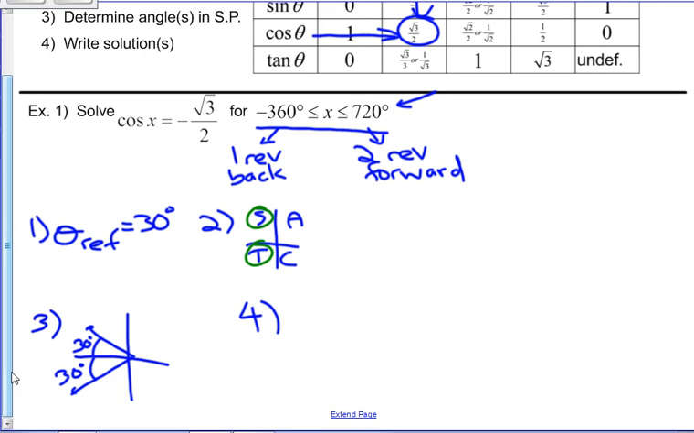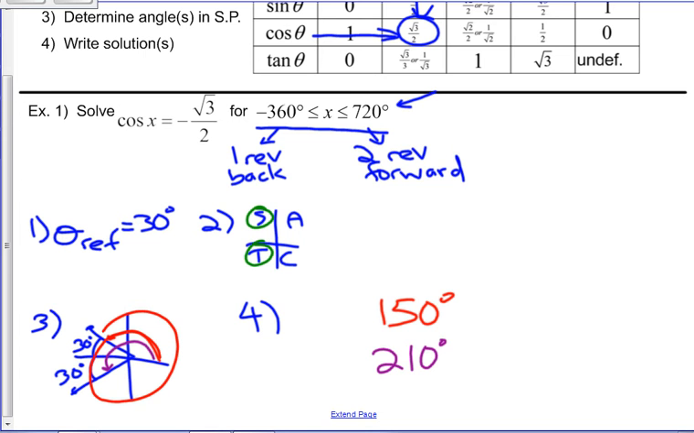And I'm just going to look for my first one in the first revolution. So that's 150 degrees. And if I were to do it for the other angle, that would be 180 plus 30, or 210 degrees. Now we have to ask ourselves, are there more? So that's in the first revolution. Let me go and get that first one, the 150.